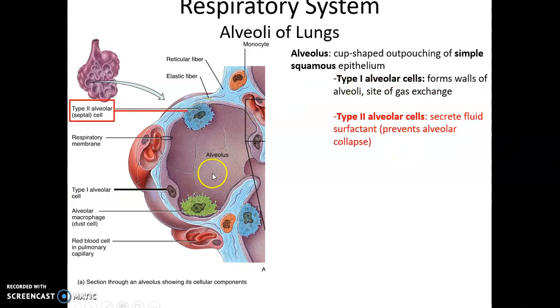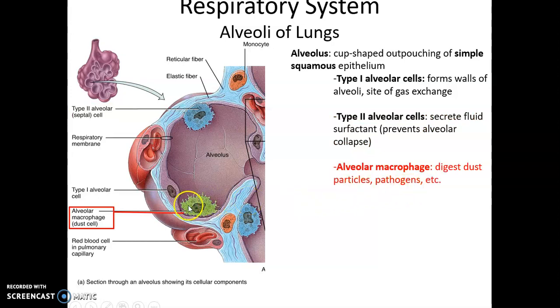Then there are type 2 alveolar cells within the alveolus. Type 2 alveolar cells secrete a fluid surfactant. This is a chemical that mixes with water and alters the water surface tension, and this helps to prevent the alveoli from collapsing. Again, the alveolus is not a very structurally strong structure, so we need the surface tension of the water decreased by the production of the surfactant by the type 2 alveolar cells.